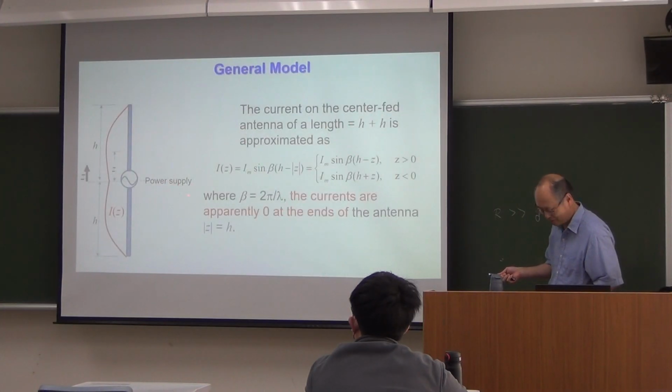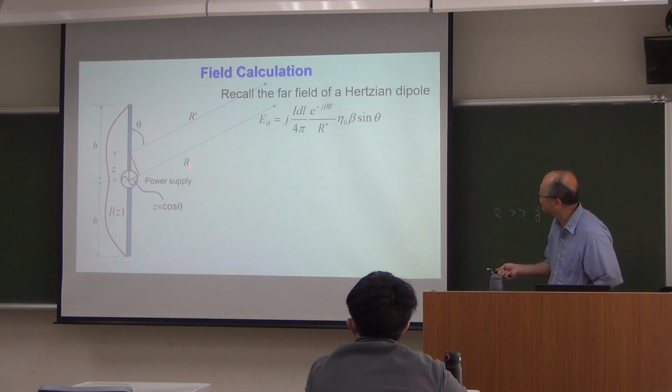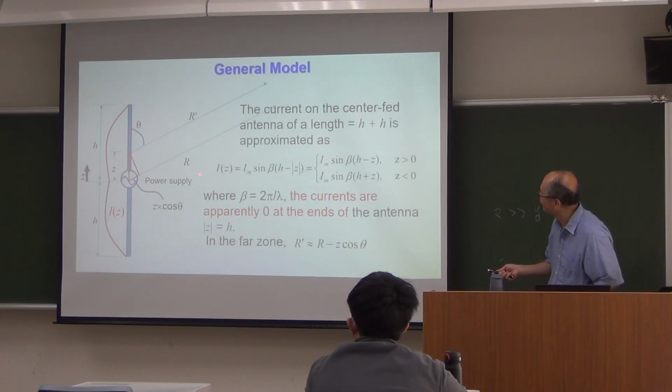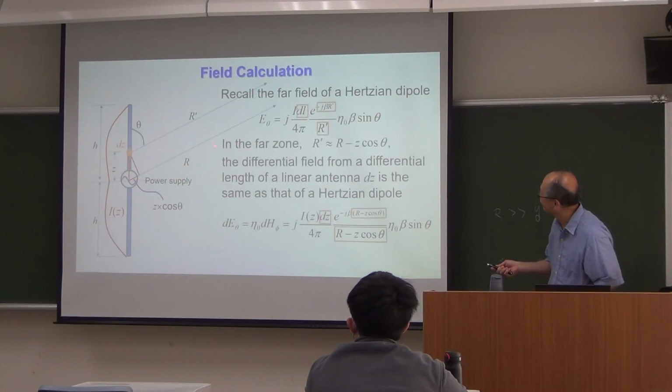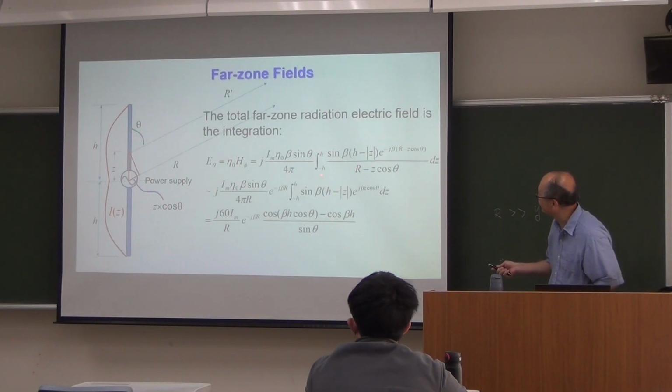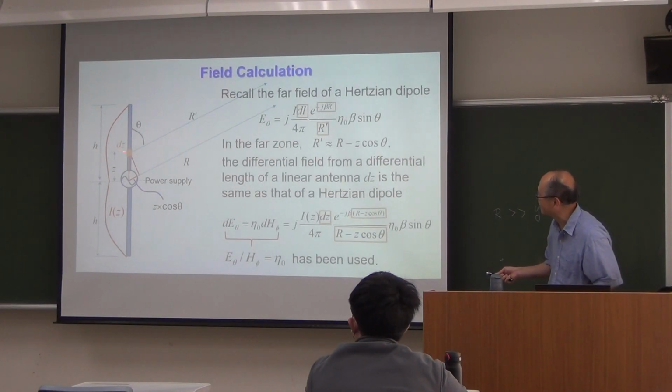Right. So we chop the antenna into small sections. We chop it into small sections, and then there's a certain wave emitting from each point source, and then we do an integration between minus H and H. Basically we take a section of this and model it as the point source. And then we calculate this R prime relative to this R.